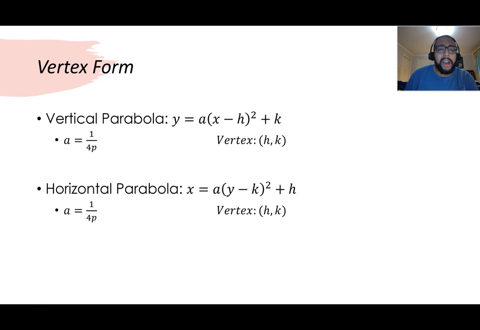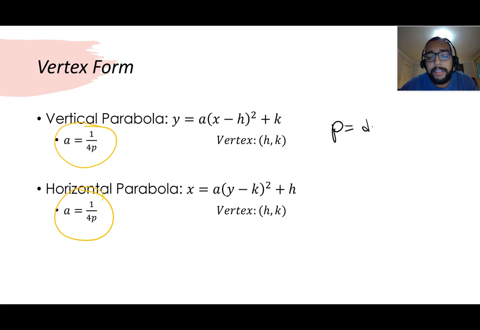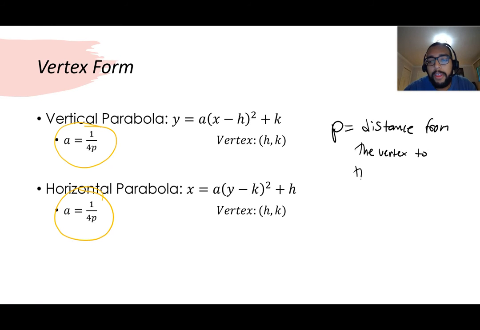Through the proof of the distance formula, we discovered that a in front is going to be equal to 1 over 4p. And I didn't write this down, I apologize, so I'll write it right now. p is the distance from the vertex to the focus or directrix, all depending on what you want to do.